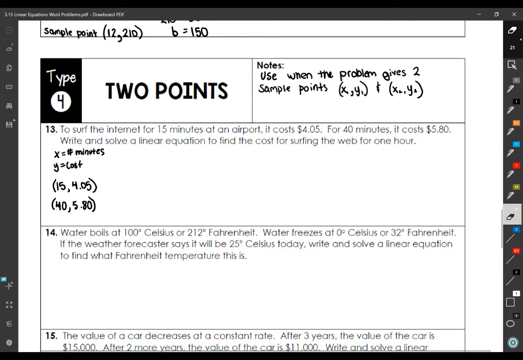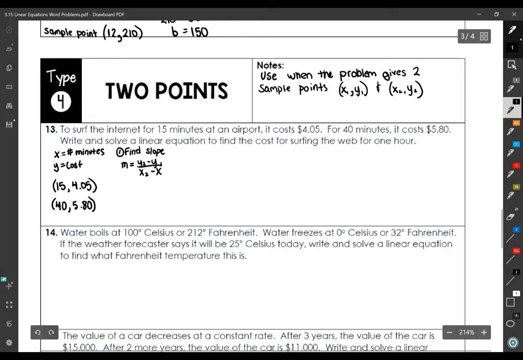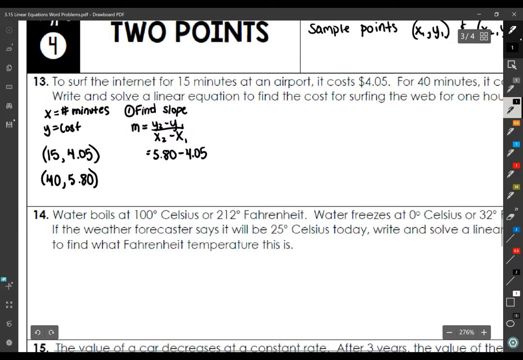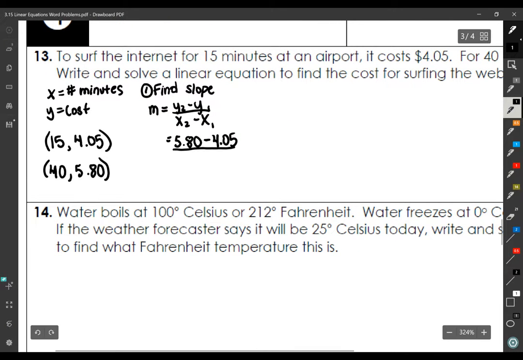Okay, so if we're given 2 sample sets, again, to come up with an equation, we need to solve rate of change and we need to find y-intercept. So our first step when we're creating this is to find our slope. Find m. Okay, so m is equal to y2 minus y1 over x2 minus x1. So use your data points. So 5.80 minus 4.05 divided by 40 minus 15.